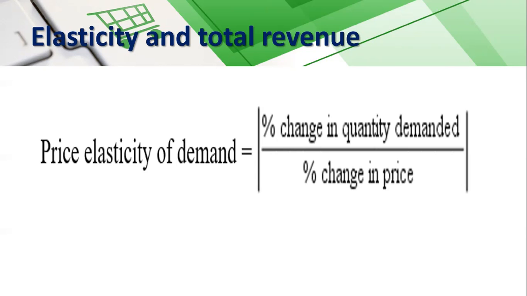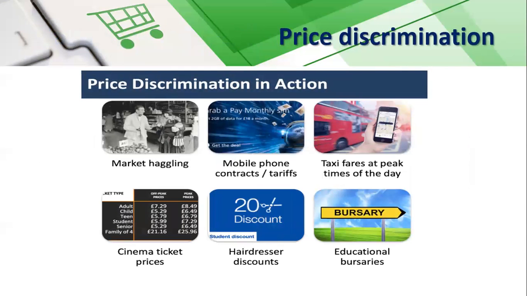Now, let's go to price discrimination. So, ano bang nangyayari? Bakit ba nagkakaroon ng price discrimination? So, sometimes we have the market haggling, the mobile phone contracts tariffs, we have the taxi fares at peak times of the day, the cinema ticket prices, the hairdresser discounts, the educational bursaries. So, mao na siya ang mga example of price discrimination in action.